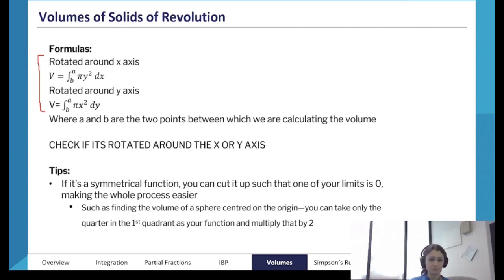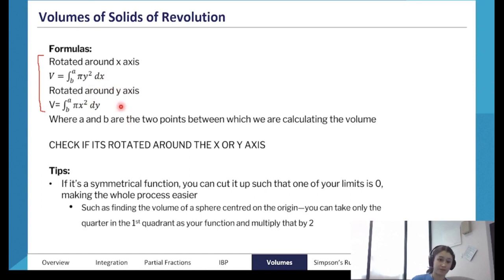Anyway, what we can do to find the volumes of solids of revolution is apply these two formulas here. And these are in your formula sheet, so don't stress about remembering them. The volume rotated around the x-axis is going to be the definite integral of pi multiplied by the function y squared with respect to x. By the function y, I just mean if your function is y equals x plus 2, you just have x plus 2 in there.